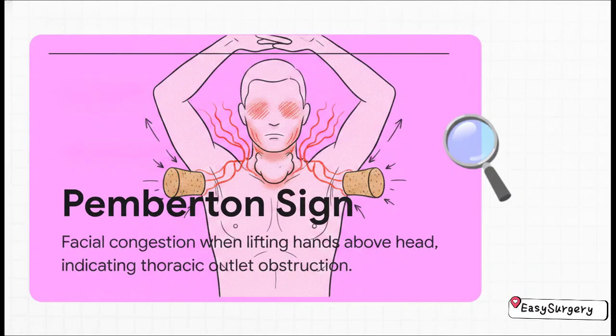Now, eliciting the Pemberton sign is a classic bedside maneuver. It helps you instantly spot a retrosternal goiter that's compressing vital structures. You just ask the patient to lift their arms above their head. If they have one, the goiter gets pulled up into the thoracic inlet and acts exactly like a cork, obstructing it. The venous return gets blocked, and you will see immediate facial and conjunctival congestion. It's a really striking clinical sign.